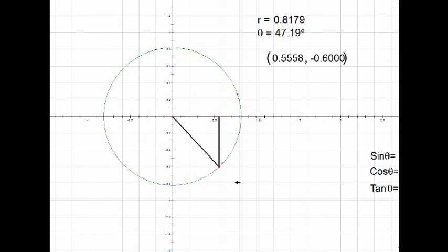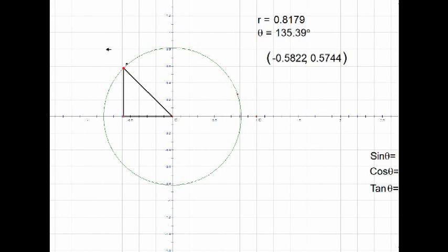So cosine, the answer is positive because it's right. Tangent, the answer is positive because it's both left and down, so sine and cosine are both negative. And cosine, the answer is negative because it's left.